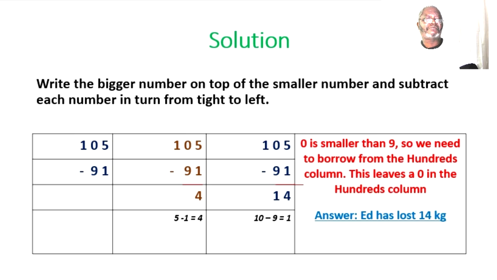So 105 minus 91. If you take the units, 5 minus 1 is 4, that's very easy. But if you look at the tens, you have 0 minus 9. Can you do that? No. So you take the 1 from the hundreds column, put it to the tens column. That will make 10, and then 10 minus 9 is 1. And your answer, Ed has lost 14 kilograms.